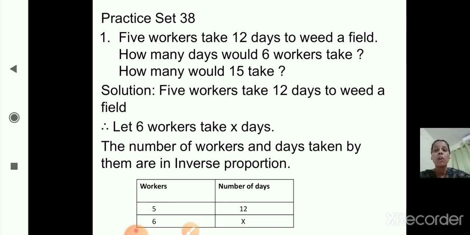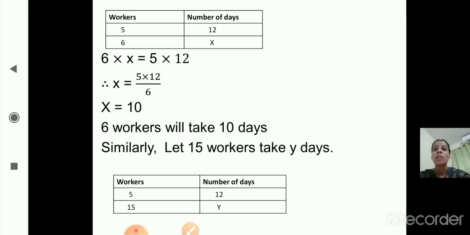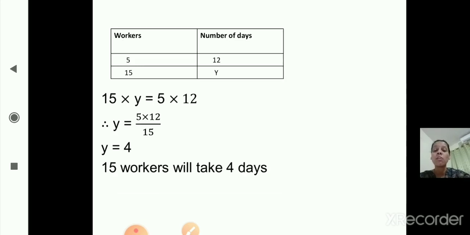Okay. For 5 workers they are taking 12 days. For 6 workers, the number of days is 10. And for 15 workers, as the workers increase, the number of days required is 4. Means as one quantity increases, the other quantity will decrease. So this is what inverse proportion is. Okay. As the number of workers increases, the number of days decreases. So this is an example of inverse proportion, where one quantity is increasing, the other quantity will decrease. Okay, I hope you are clear with the first sum.